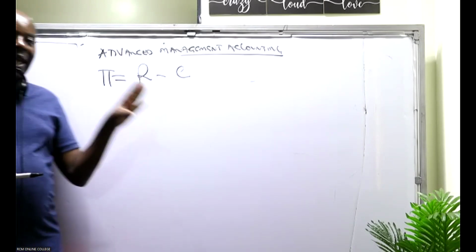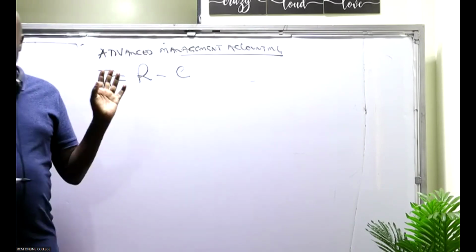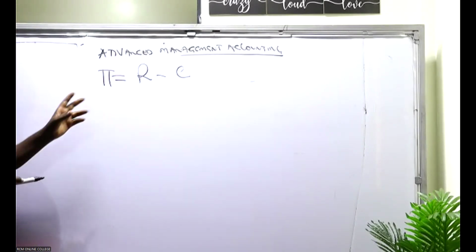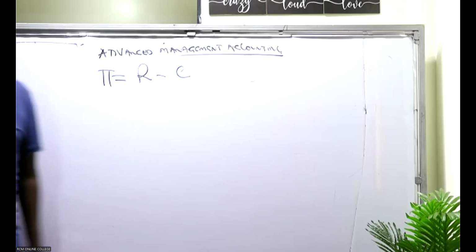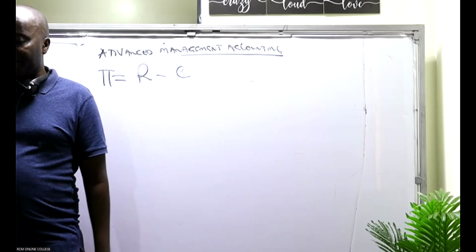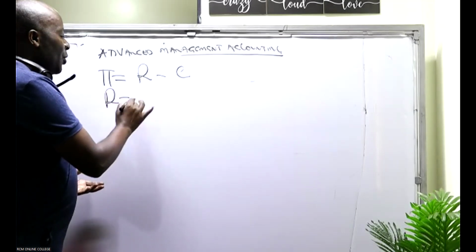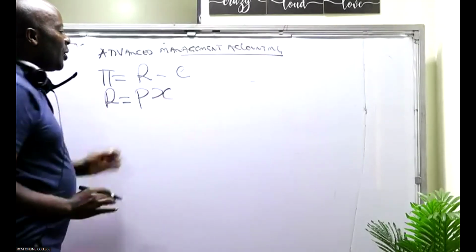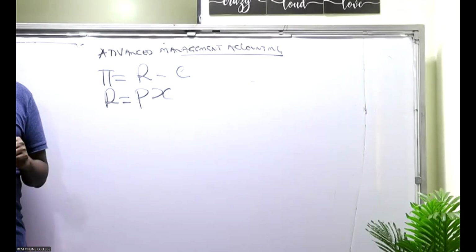Now you have to begin writing here. Now we have started doing serious business. Our pi will be the profit. All right? And this R is revenue. How do we get revenue? To get revenue, we shall be taking unit selling price times number of units sold.